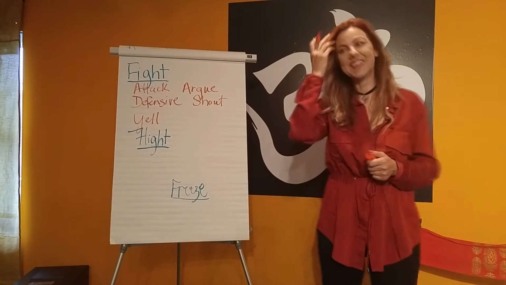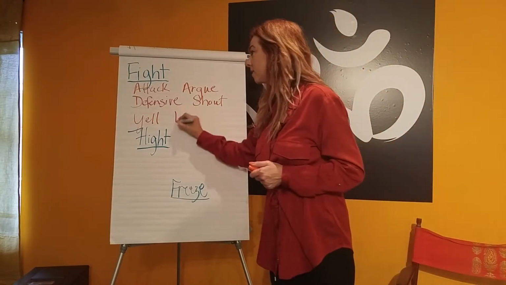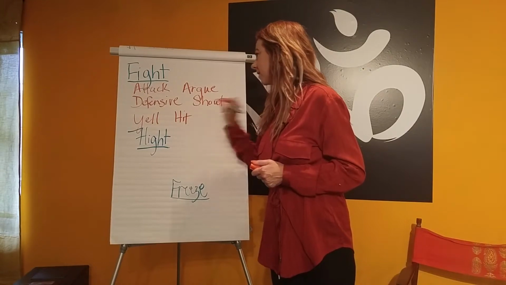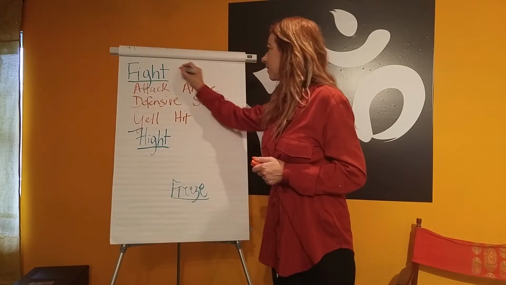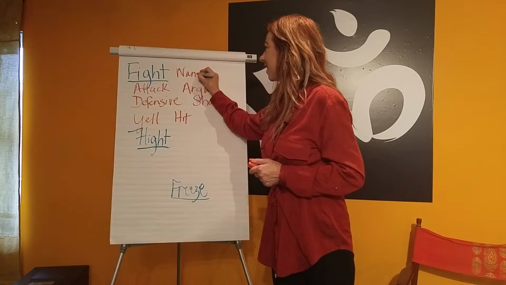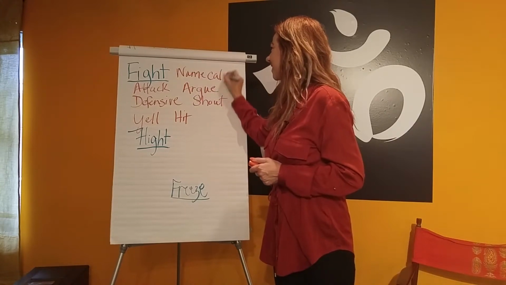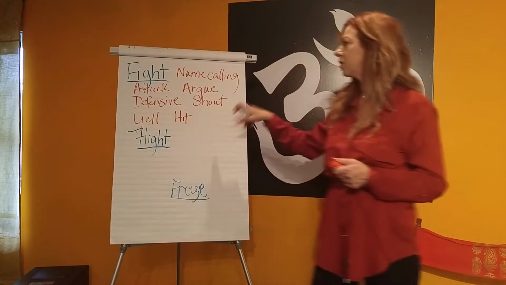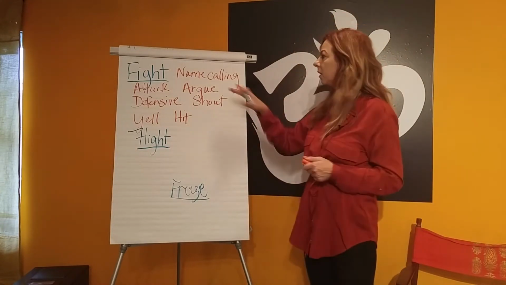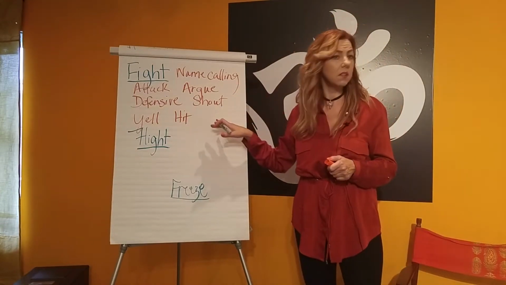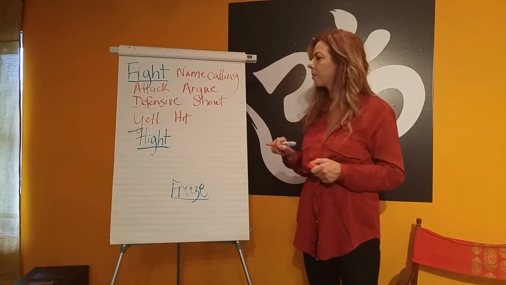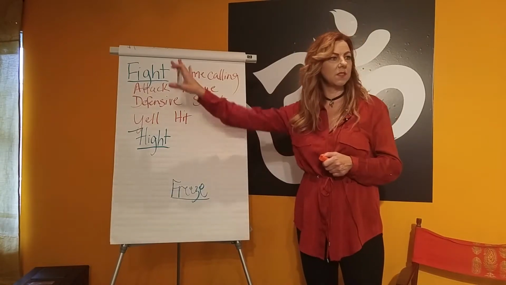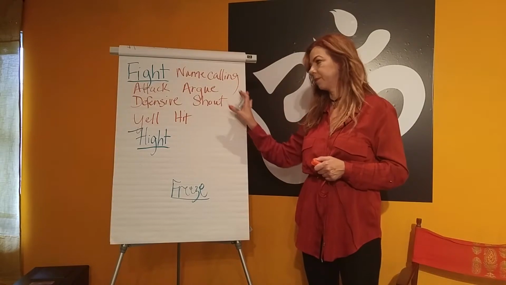You might hit somebody. Yes, there might be hitting, or you might feel like doing it if it's a family member. Yes. Same, like a brother. Yes, you might, right? So you might actually hit, yell, argue, attack with words, as you said, name calling, shout, yell. Yelling's a big one. So if you're in the fight mode, these are the behaviors you're going to see.